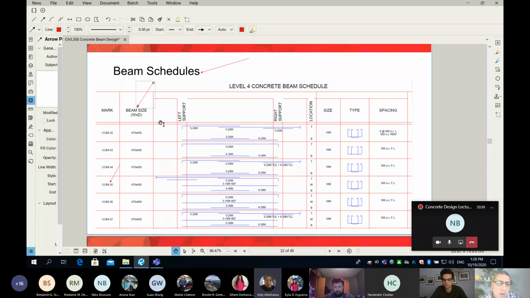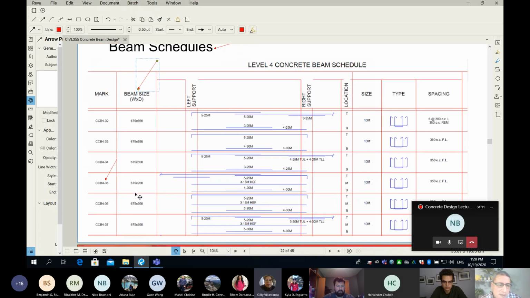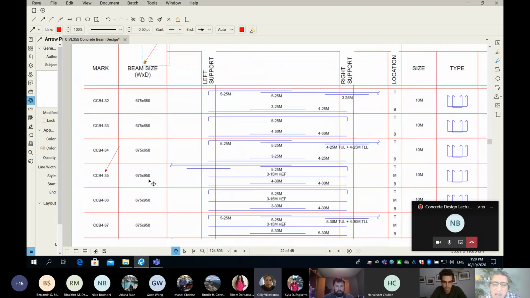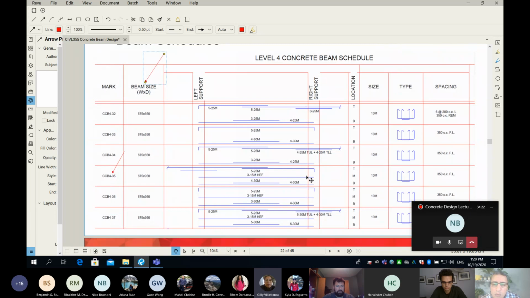The header of the column is beam size, W times D. It means the width of this CCB 4-35. I'm going to zoom in. It is 675 times 950. That's the width of the beam times the height. Okay, now what else?